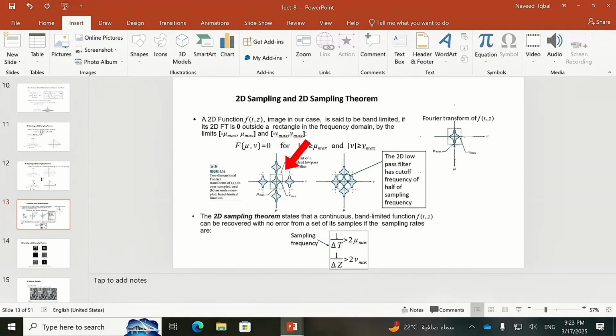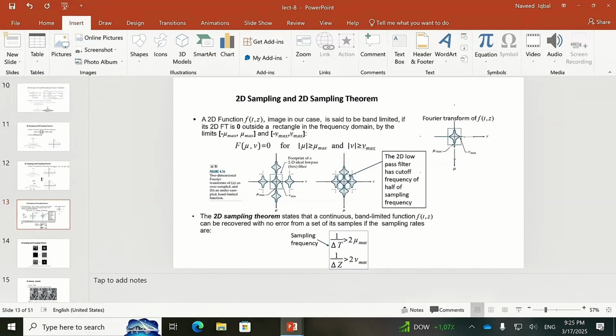Although this is just shown like this, is this the top view? This is the top view of the Fourier transform of the image. In 1D, we just have to take care of the frequencies, left and right. But here I have to take care of the frequencies up and down, left and right both. So there are two different frequencies that I have to take care of in the sample.